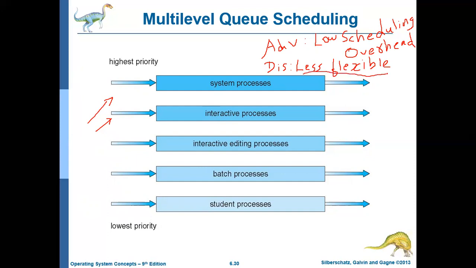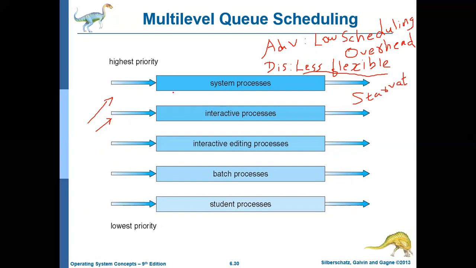As it is less flexible, it may lead to a problem called starvation. Okay. So already we have discussed starvation. Starvation in the sense the jobs in the lower priority queue may keep on waiting and may never get a chance, or may have to wait for a very long period of time if there are more jobs in the higher priority queue.